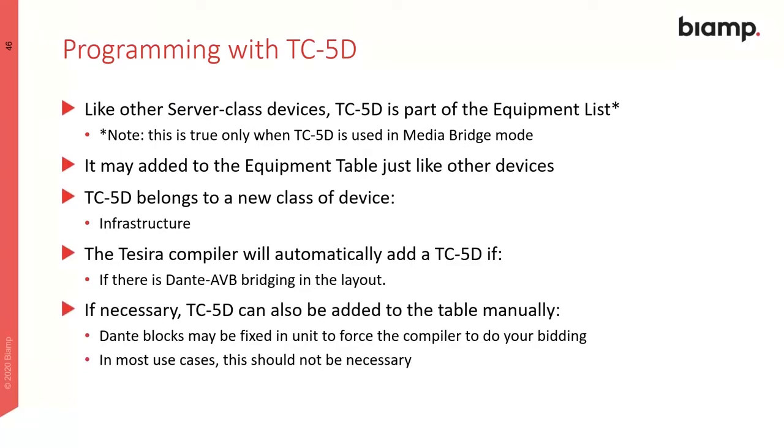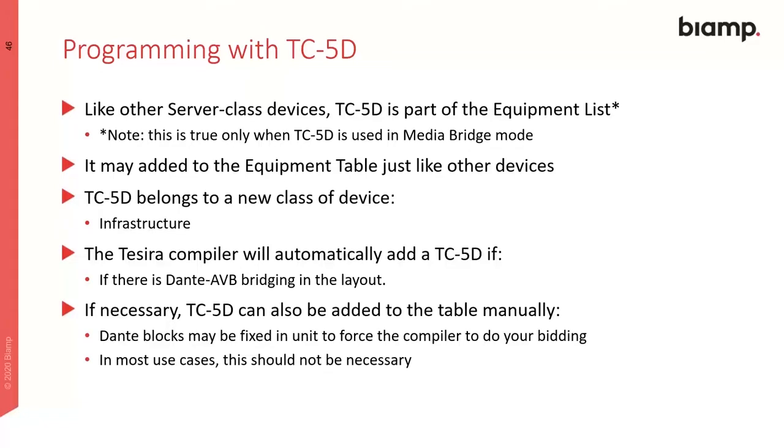If necessary, the TC5D can be added to the table manually. Once you have a specific system that you want to work out, you can simply go to the equipment table, add a device selected as infrastructure, and make sure to select the TC5D. Or you can, for example, force the compiler to have the Dante block fixed in the unit, to force the compiler to choose the TC5D, not, for example, a Tesira Forte Dan.